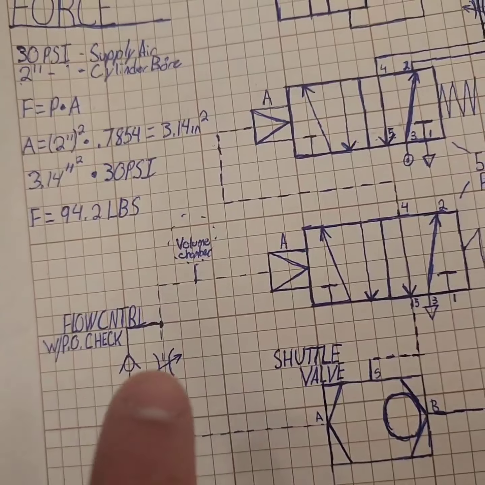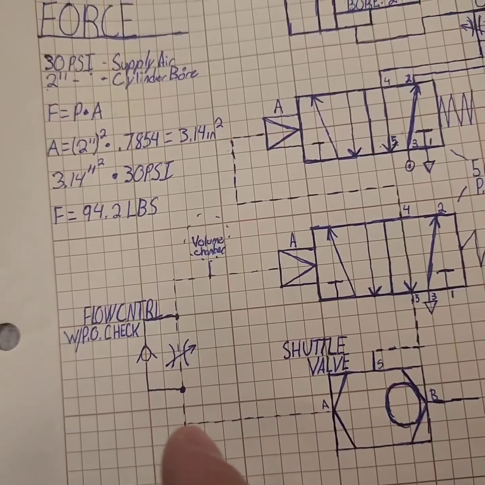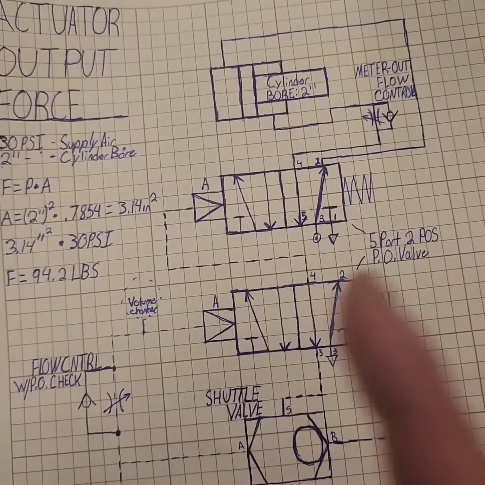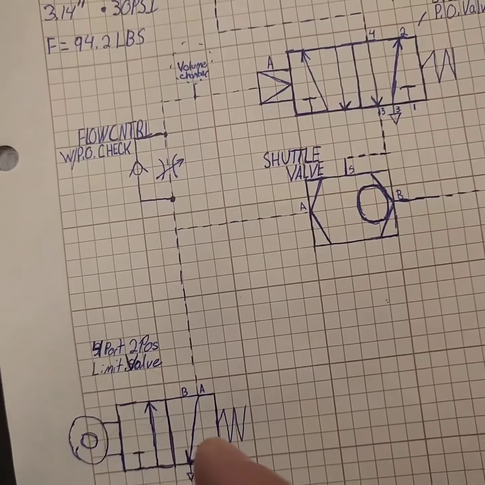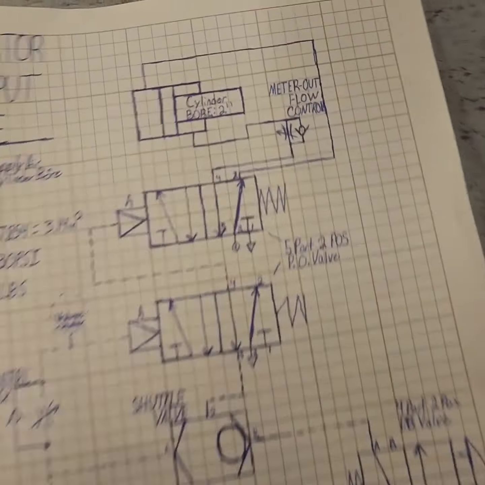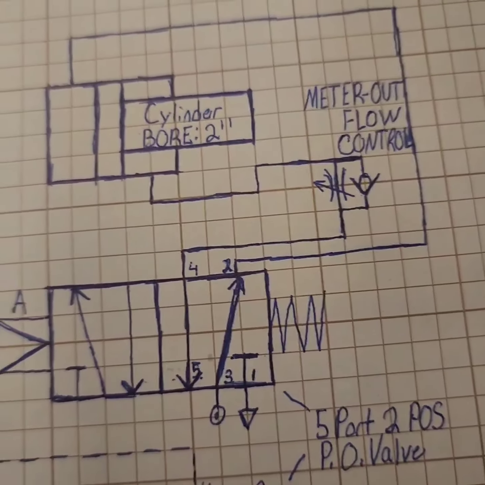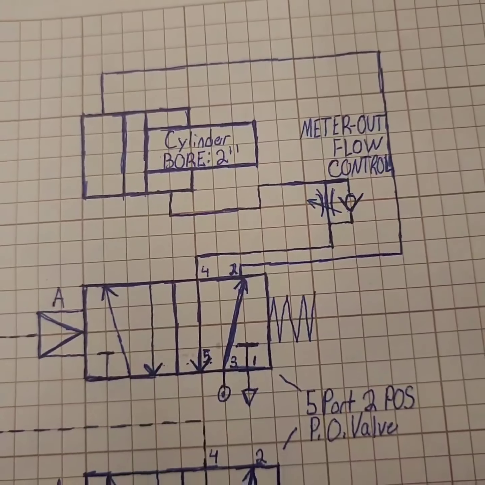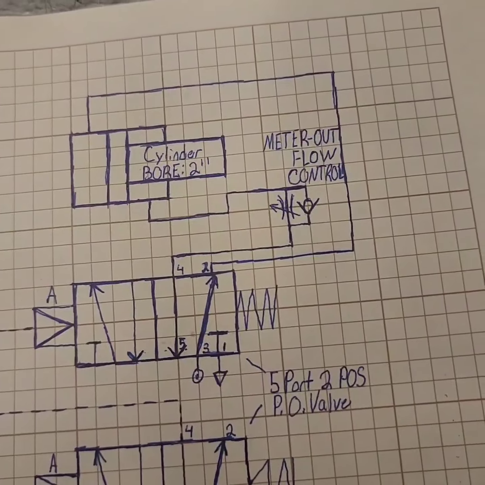And with this flow control over here, that's an off delay, so after a certain period of time, when it's extended, it'll automatically retract if you're using the limit switch. And if you're just holding the buttons down, it's not going to do that. And with that, we also have a meter outflow control on our extended portion of the cylinder, so that we can control the speed in which it's actually actuating.